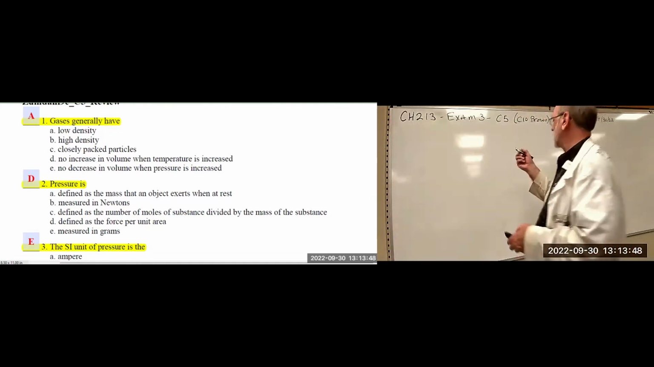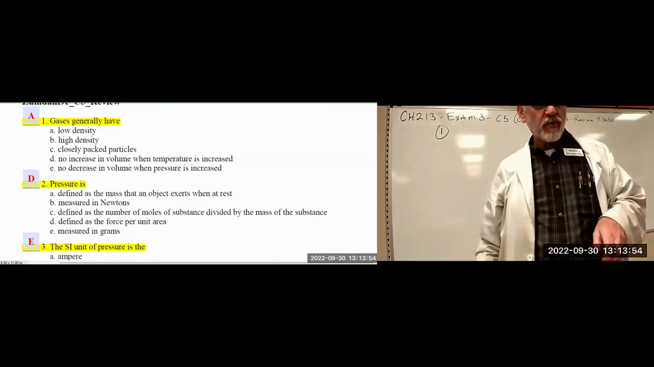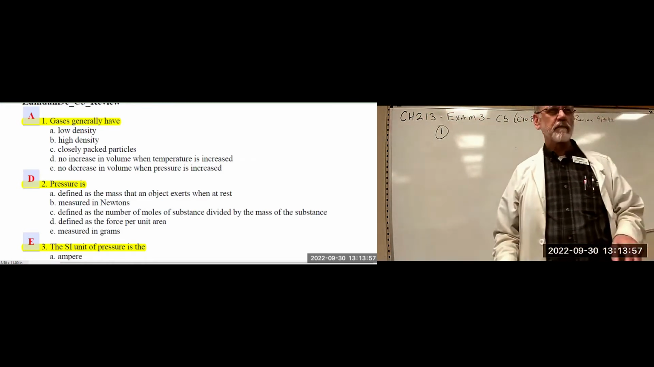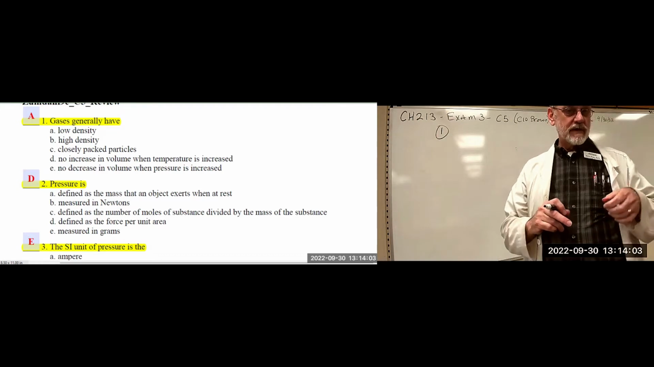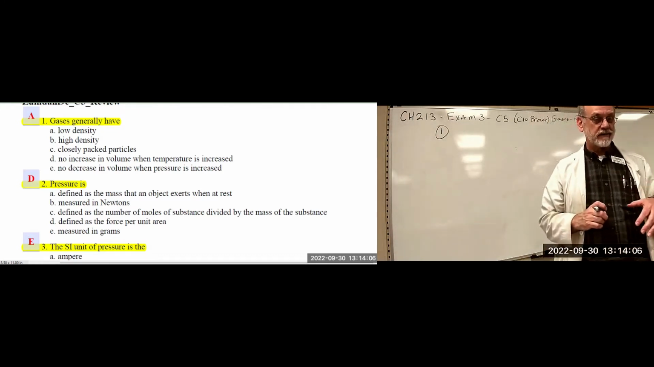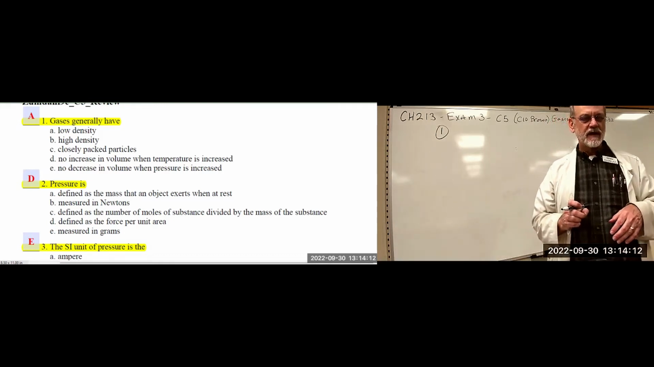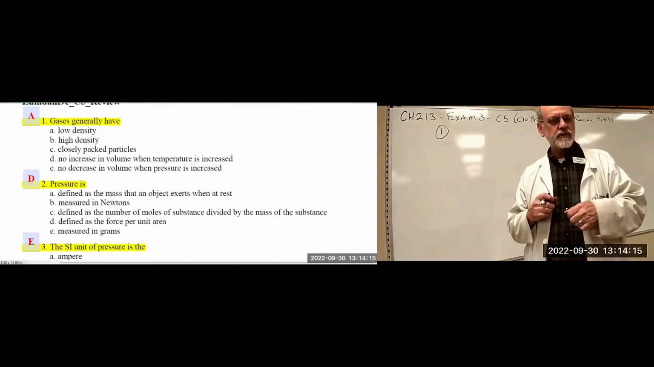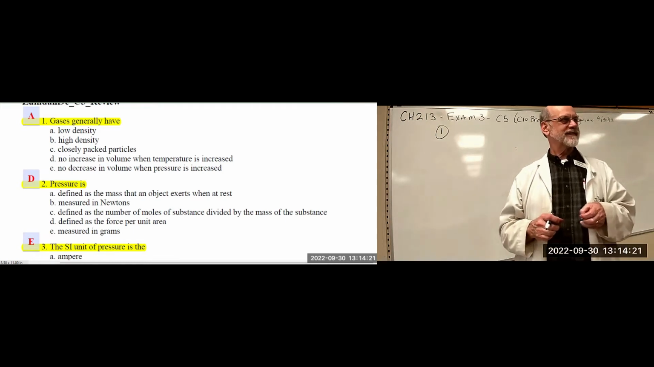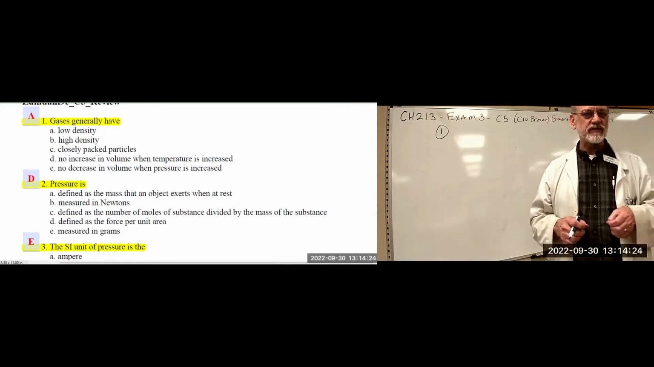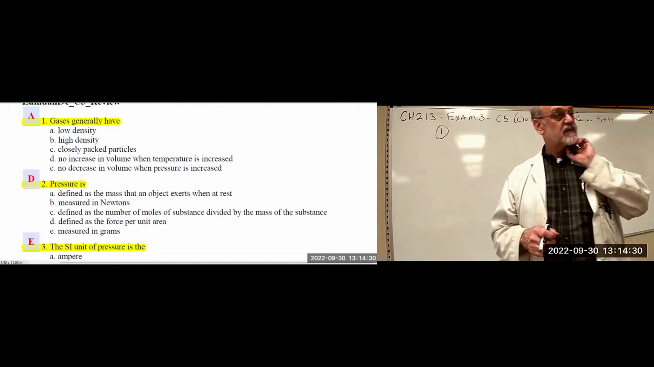Number one: gases generally have what properties? Well, they definitely have low density, right? So A would be good, B would not. How about closely packed particles? No, not that one either. No increase in volume when temperature is increased. Charles will take issue with that. No decrease in volume when pressure is increased. Boyle would take issue with that one. So the only good one is A. They have low density.